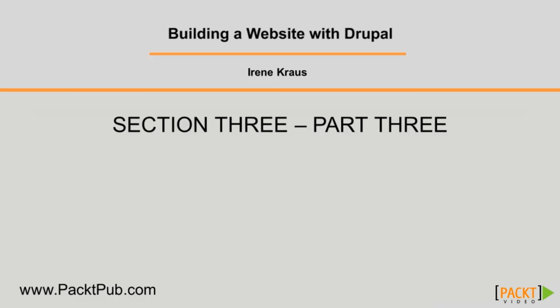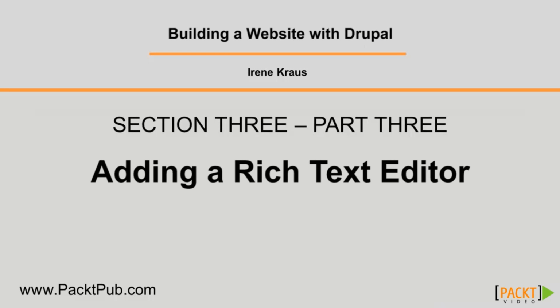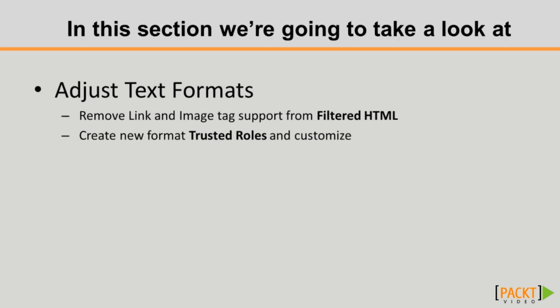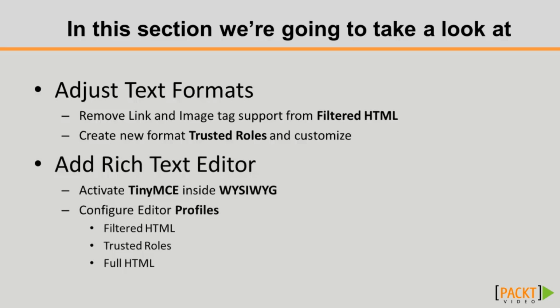We're just going to now get started on adding our rich text editor into our Drupal prototype, beginning with the adjustments of the text formats. This is where settings are stored as to what HTML tags can be used, beginning with the filtered HTML, where we want to remove the link and image tag support if those are there, and create another one for the trusted roles and get that customized. Then link our TinyMCE through WYSIWYG, and set up our matching profiles to the text formats.